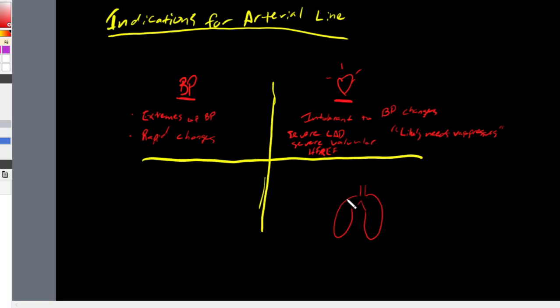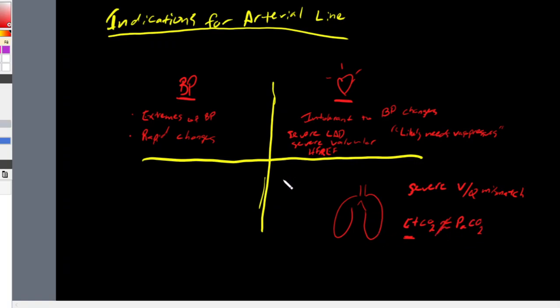The third indication for placing our arterial line is if you are anticipating severe ventilation perfusion mismatch. Severe VQ mismatch. So if you recall, our end tidal carbon dioxide gives a pretty good representation of what our PaCO2 is, our carbon dioxide in our arterial blood. And because of that, we can adjust our ventilator settings accordingly to ensure that we maintain an appropriate acid-base status. But if we have so much VQ mismatch, then our end tidal CO2 is not going to be an accurate representation of our carbon dioxide in our arterial blood, our PaCO2.